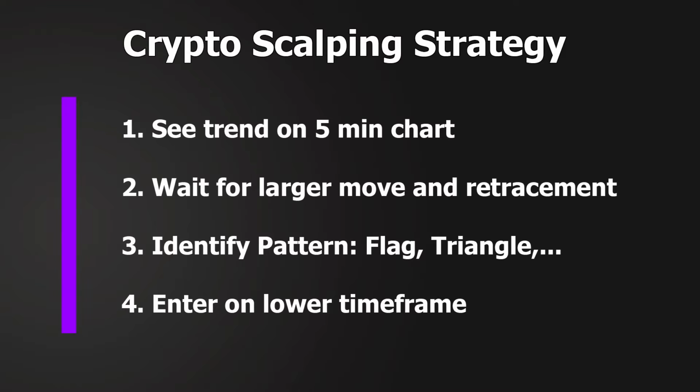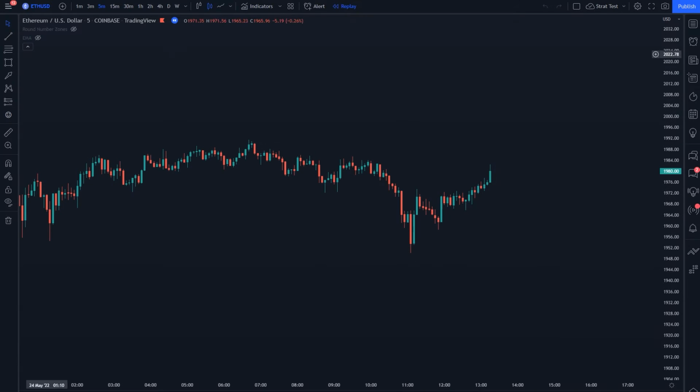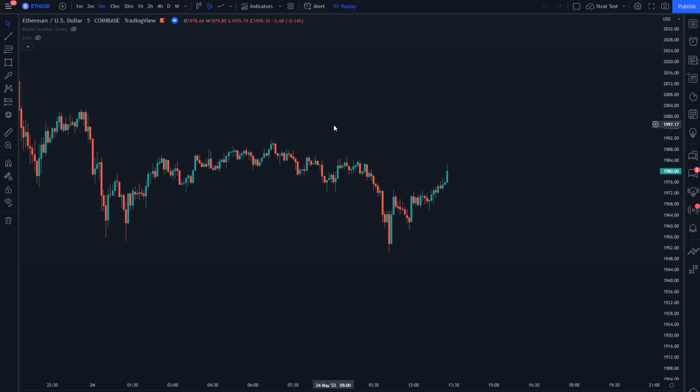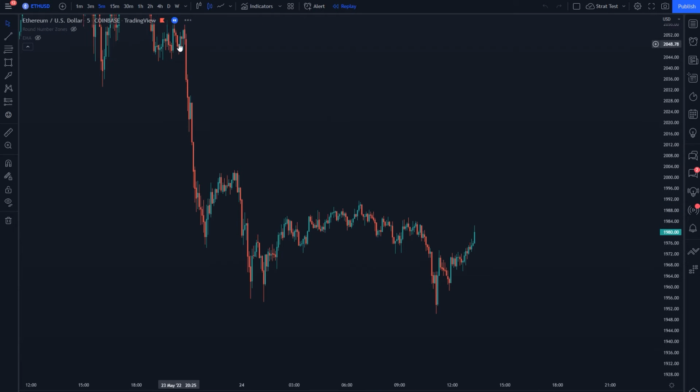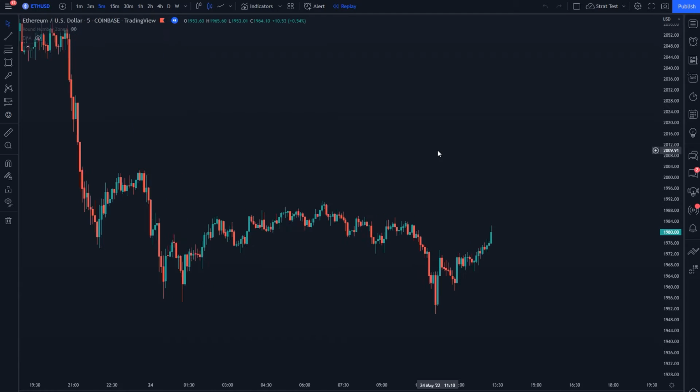To enter the trade, I wait for a breakout of this pattern, but on a lower time frame, like 3 or even 1 minute. So let's go to the charts, Ethereum, ETH USD 5 minutes. I zoom out a little bit and I think it's pretty clear to see that we are going down. So my bias is to go short with the direction of the trend.